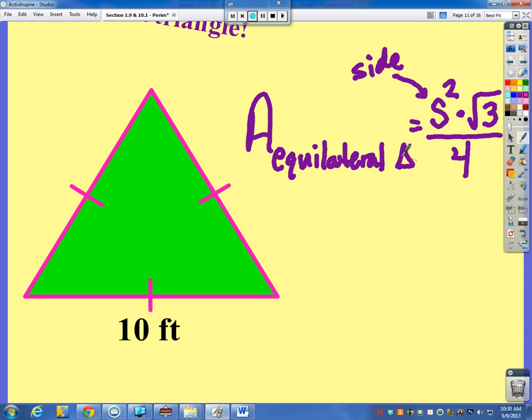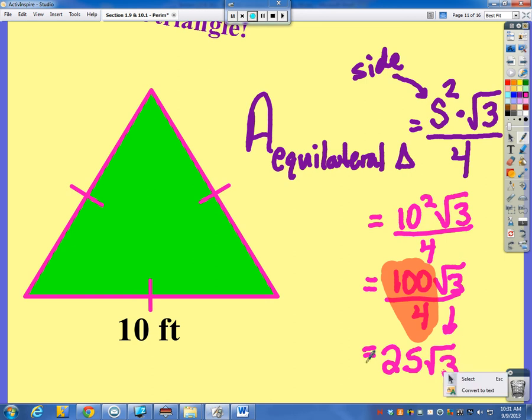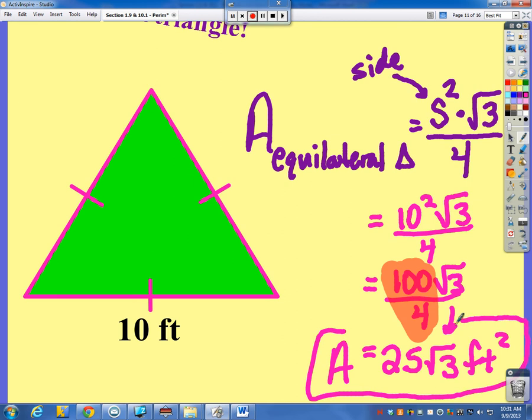So let's just try it again real quick here. Side squared, well, my side was 10, so I'd have 10 squared root 3 divided by 4. Well, 10 squared is 100, root 3 divided by 4. I can simplify this part, because those are actual whole numbers that aren't square roots, and 100 divided by 4 is 25. I drop down the root 3, and there's the same area that I got before, just a lot faster. So you can use this formula if you like for equilateral triangles, or if you forget, you can always just drop down a height.